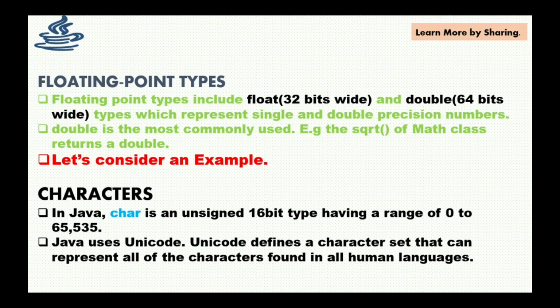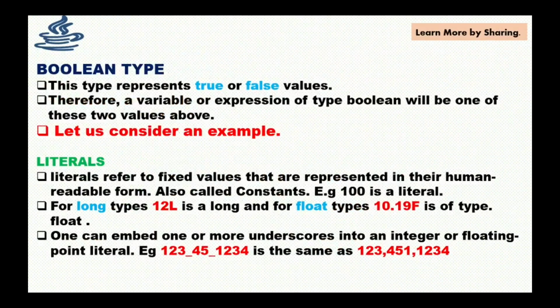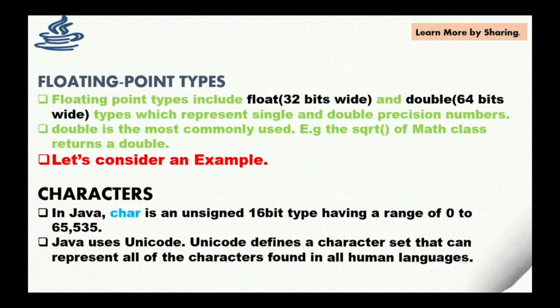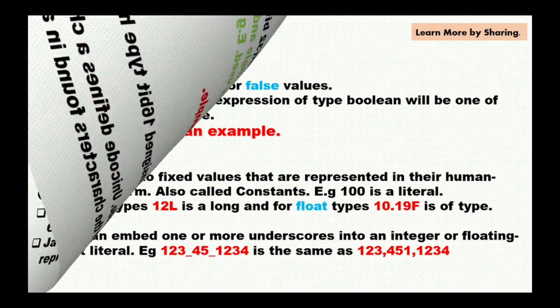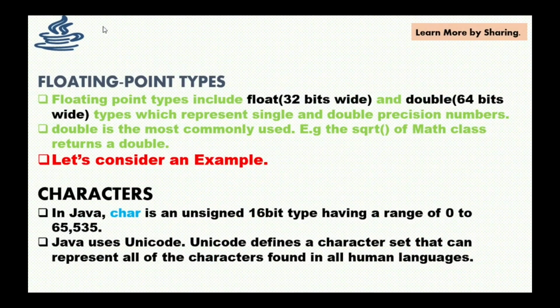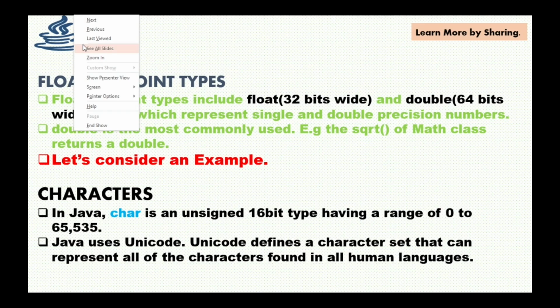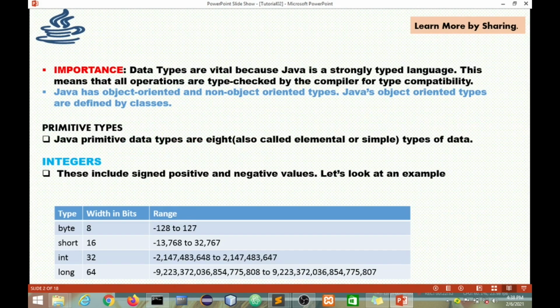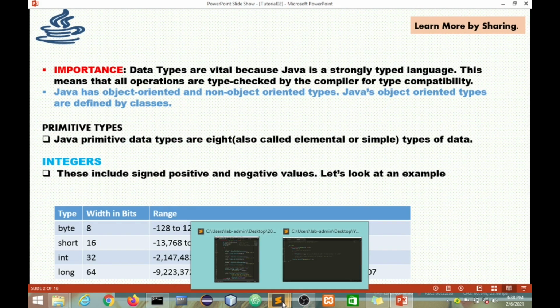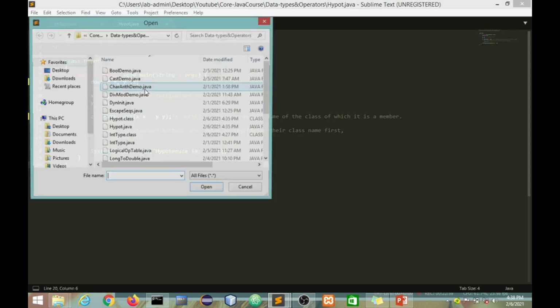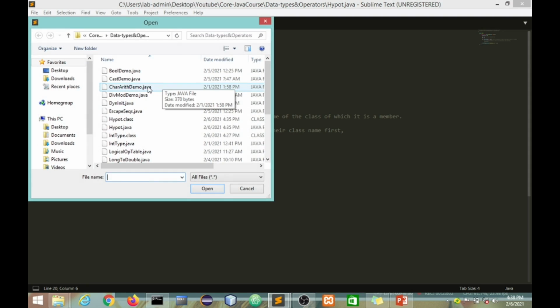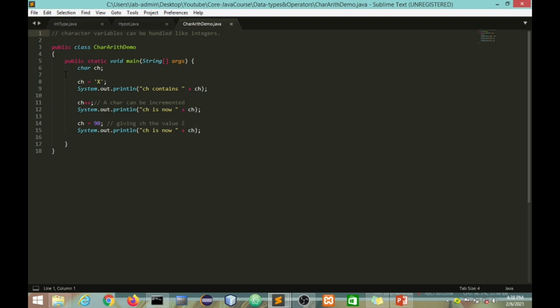So what is this Unicode? Do we have an example for this? We've just gone through Boolean. Okay, so I think we have an example. So let's look at the character type. Let's open our new file. So this should be this one. Okay, so this is the character.